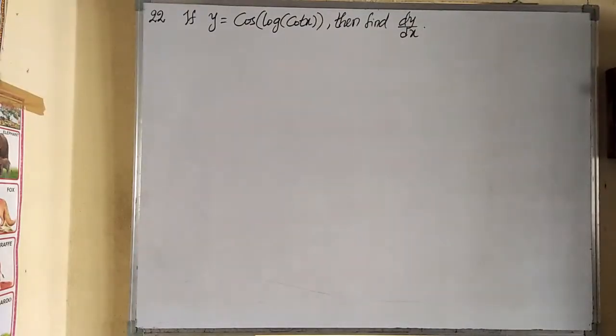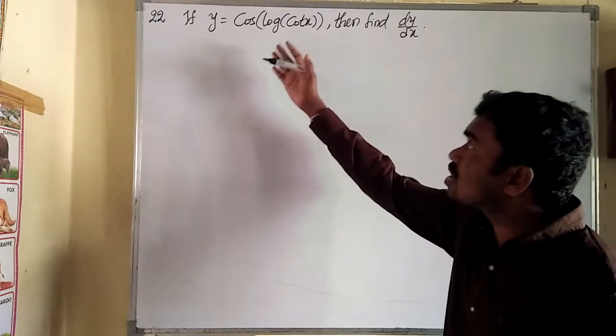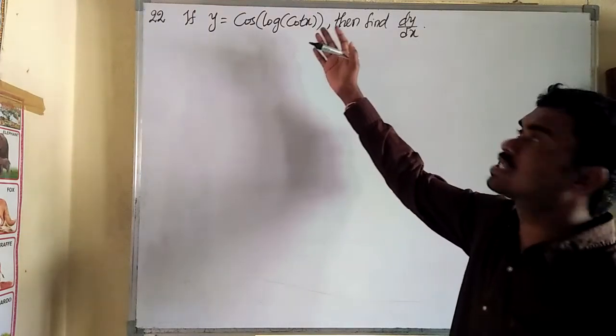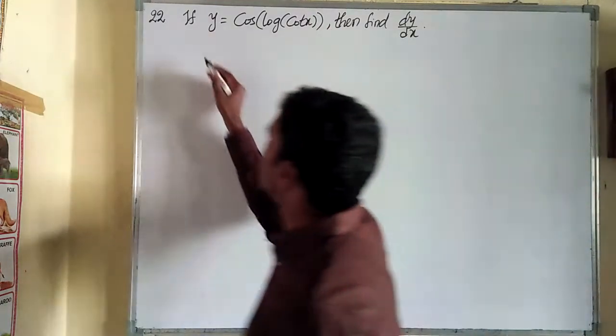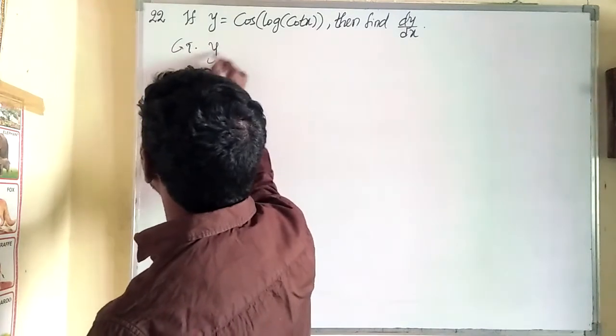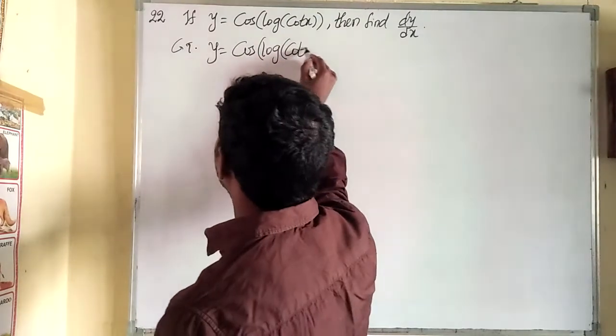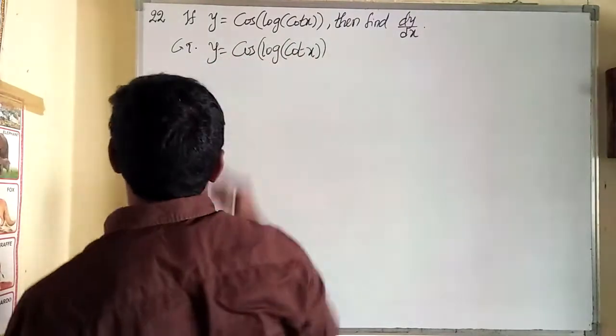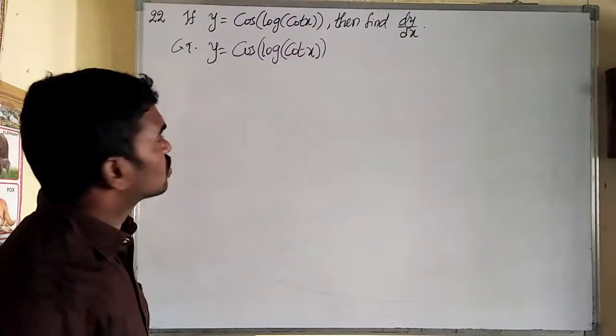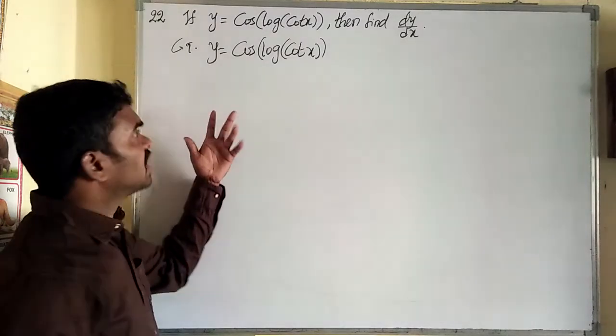Yes, next to 22nd question. If y equal to cos of log of cot x, then find dy by dx. Okay. So given that y equal to cos of log of cot x. Of course, if f of x is given, just write f of x is equal. Here y is given, so write y equal.